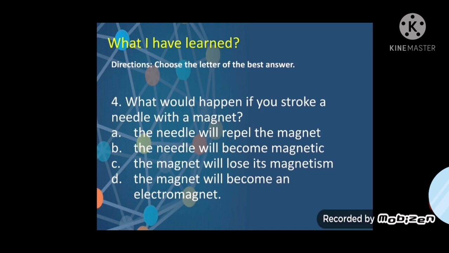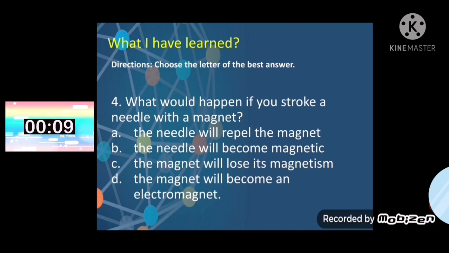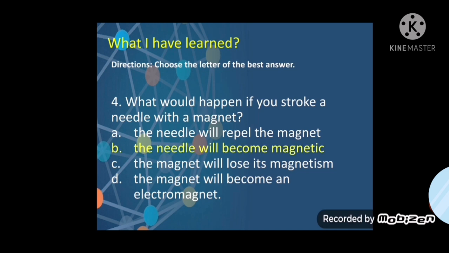Number four question. What would happen if you stroke a needle with a magnet? A. The needle will repel the magnet. B. The needle will become magnetic. C. The magnet will lose its magnetism. Or D. The magnet will become an electromagnet. The correct answer is letter B. The needle will become magnetic.